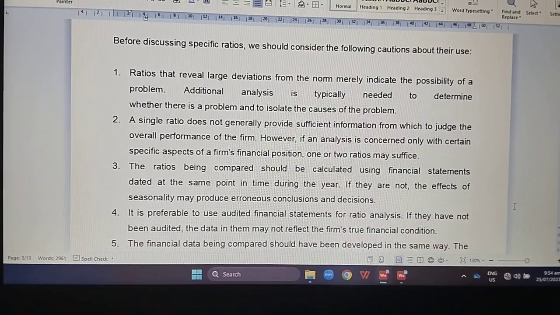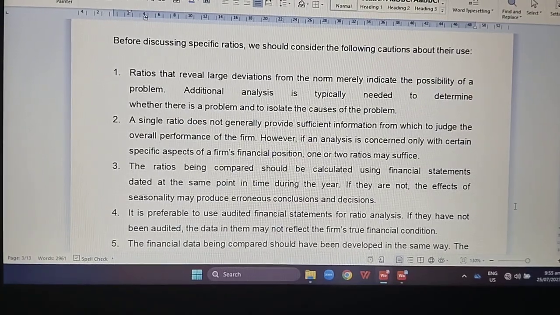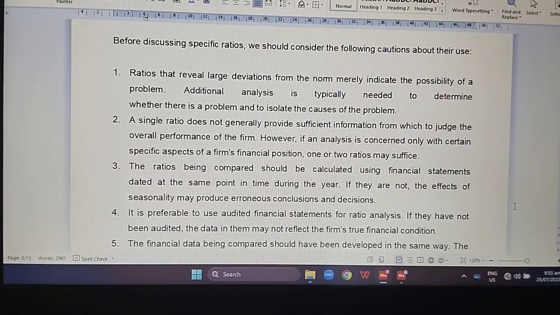Okay? Sasabi, if an analysis is concerned only with certain specific aspects of the firm's financial position, 1 or 2 ratios may suffice. Oo, kasi kailangan. Pero kung financial position lang, kung gusto mo lang malaman ano ang status niya ngayon, pwede yung isa. Pero kung gusto mo malaman how stable they are, hindi pwedeng isa lang. Kailangan mga dalawa.